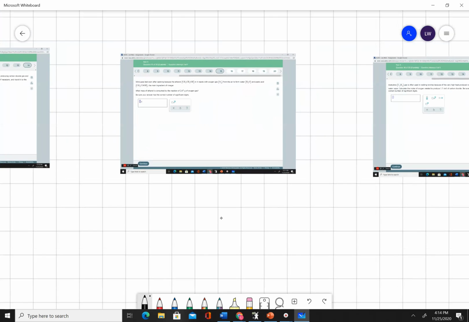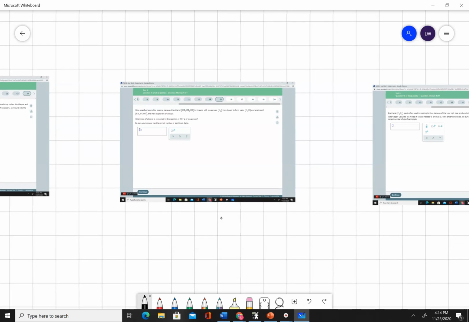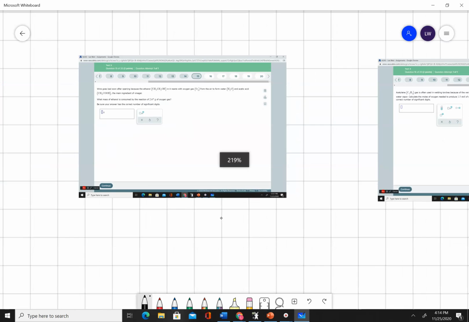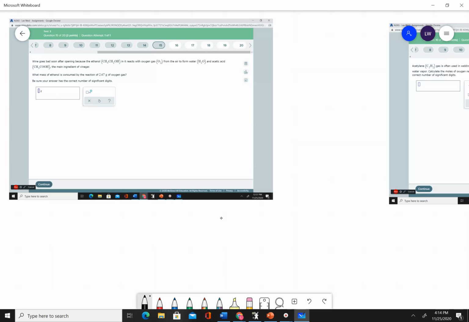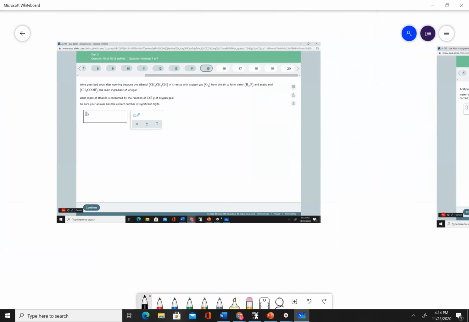Here we go. What have we got here? All right, it says wine goes bad soon after opening because the ethanol, that's the type of alcohol that you can drink that will get you drunk, the ethanol in it reacts with oxygen from the air to form water and acetic acid. And acetic acid is the sour acidic component in vinegar.